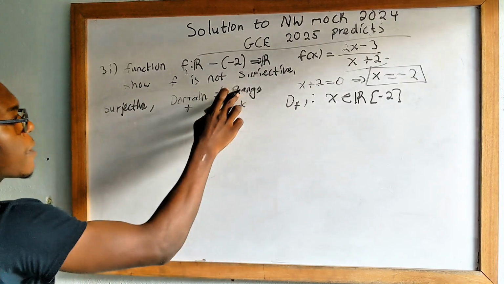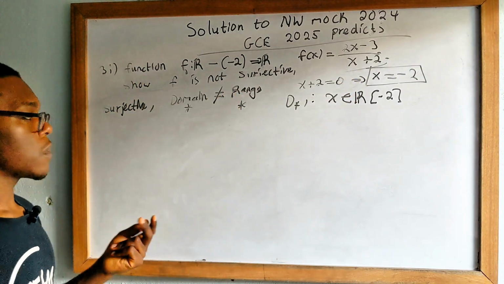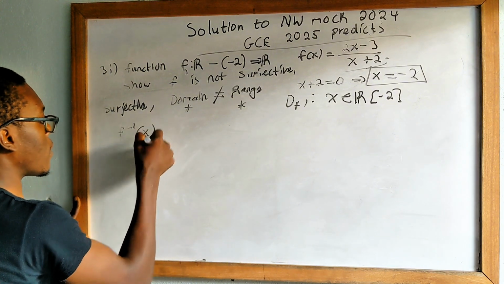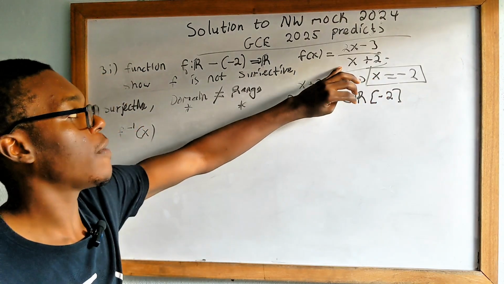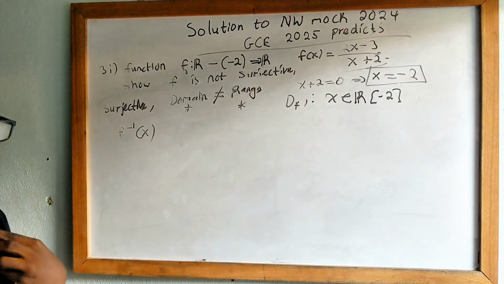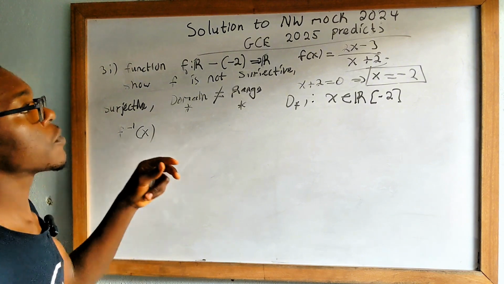Now let's find the range of this function. To find the range, you have to find f inverse first of all, using the same approach of equating the denominator of it to 0. We are going to have the range of the function. Okay, let's do it together. How can we find f inverse of this function?